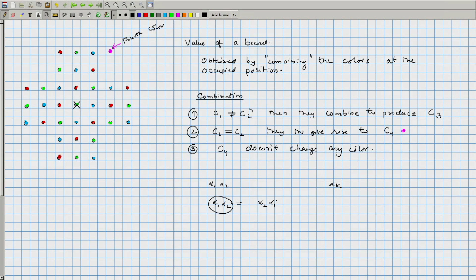So for this board, what is the initial value of the board? Think about it for a few seconds. We can determine it by looking at the rows, looking at this diagram carefully. If you look at the topmost row, the red and green combine to give a blue, and blue and blue combine to give a pink. So any three of them, because all these were occupied positions, all these give rise to pink.